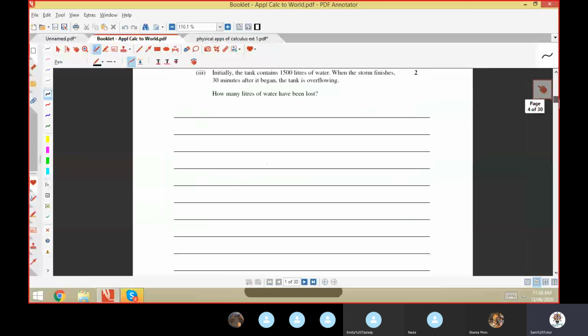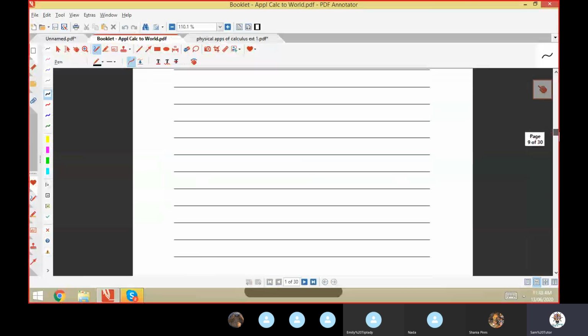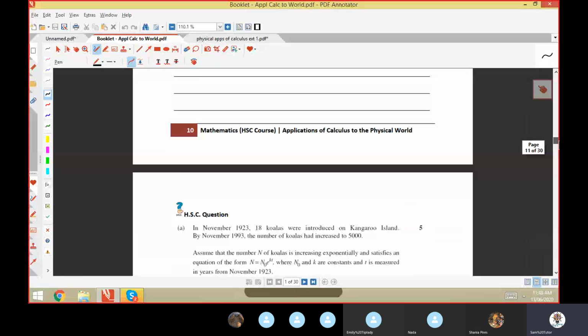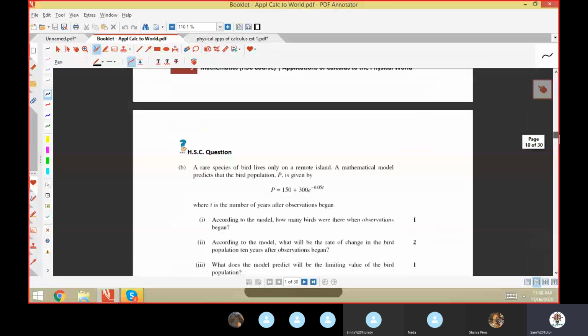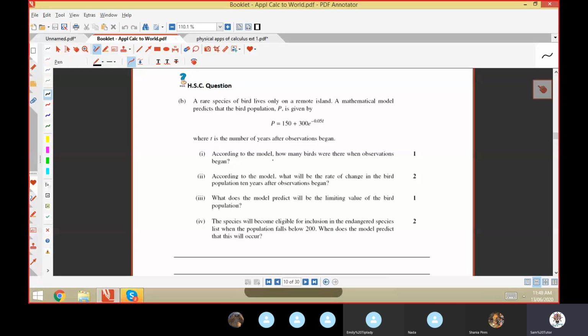Population growth and decay. So now look how easy these growth and decay questions are. Here's a HSC question. According to the model, how many birds were there when observations began? What do we let time equal to? 0. Plug it in. It's probably going to be 450 because e to 0 is 1, 1 times 300 plus 150 is 450. According to the model, what will be the rate of change in the bird population 10 years after observations began? So what does that mean? Differentiate, right? Rate of change. So you differentiate and then you sub in time is 10.